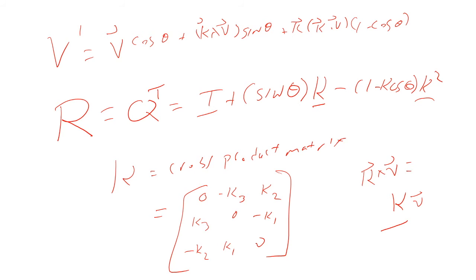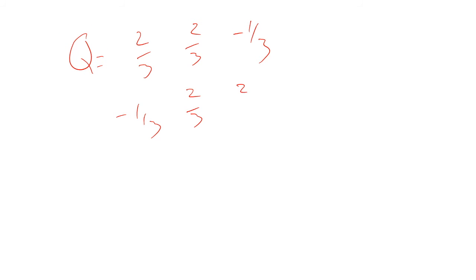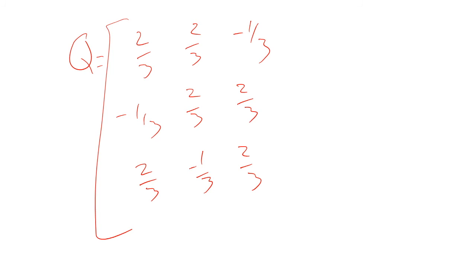So in this case, if you work it out for the three axes, we get Q equals 2/3, 2/3, minus 1/3, minus 1/3, 2/3, 2/3, 2/3, minus 1/3, 2/3. So check and make sure that that's the Q that you get. And then sigma prime is just Q sigma Q transpose.